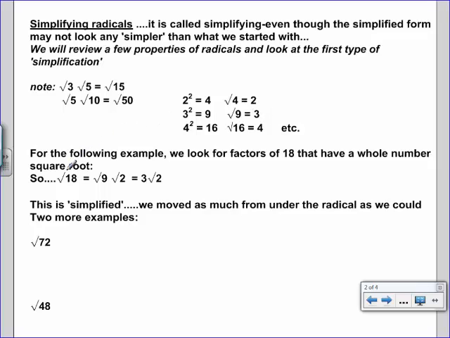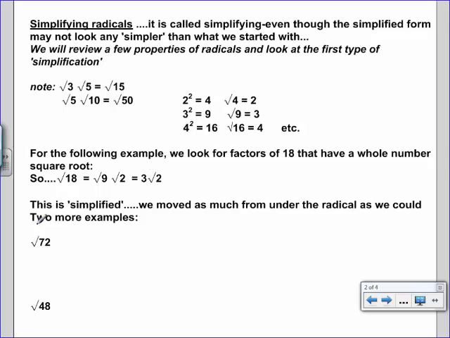If we want to simplify something like the square root of 18, what we want is a factor of 18 that has a whole number square root, like these numbers here. There are larger ones, like the square root of 25 is 5, and so on. But if we look at 18, 9 is a factor of 18, so we could break this into the square root of 9 times the square root of 2. The square root of 9 is 3, so 3 times the square root of 2 is the simplified form of the square root of 18. Essentially, we're getting as much out from under the radical as we can and into the integer form.